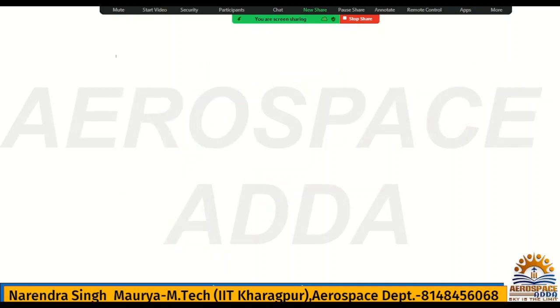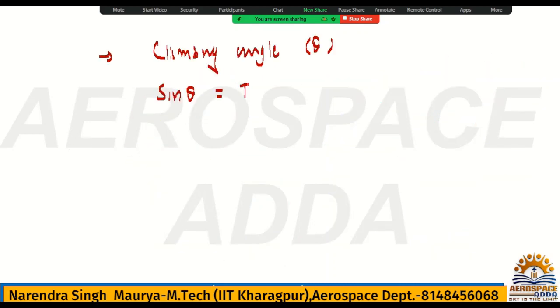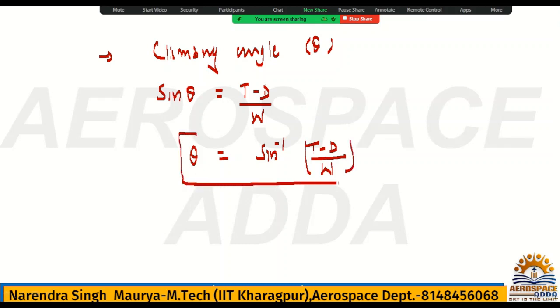Now, I have two headings. I should first write climbing angle, that will be better, no? So first we need to calculate the climbing angle theta. How to calculate it? You have seen equation number 3: sine theta is equal to (T minus D) by W. So this is theta, the climbing angle. It is nothing but sine inverse of (T minus D) by W. This is the climbing angle.